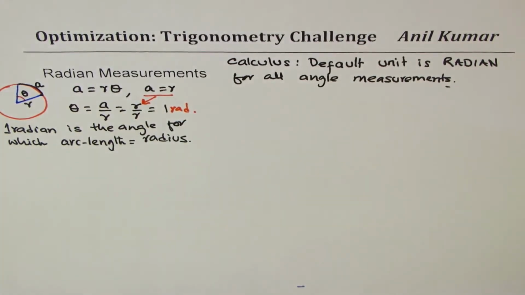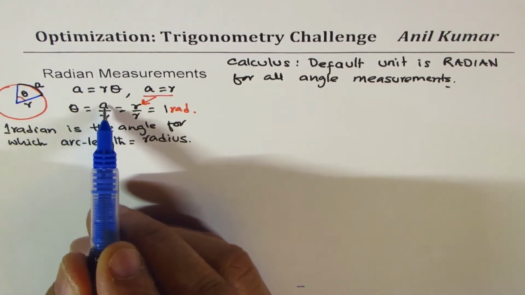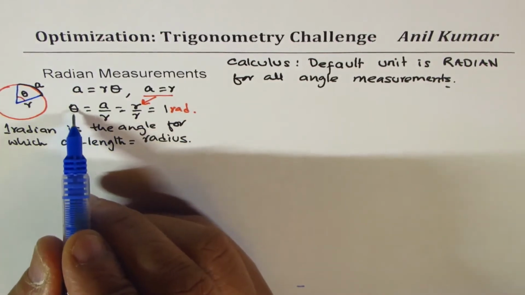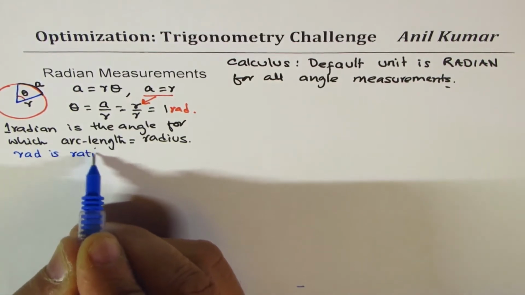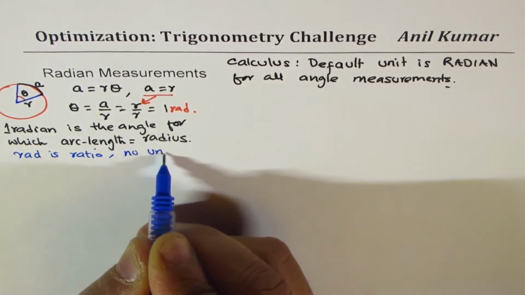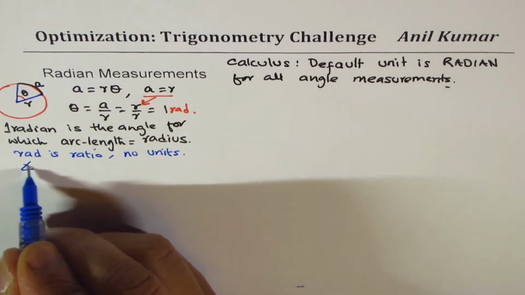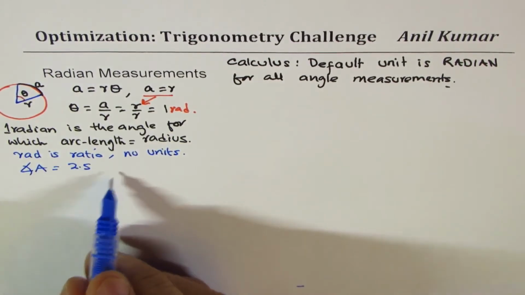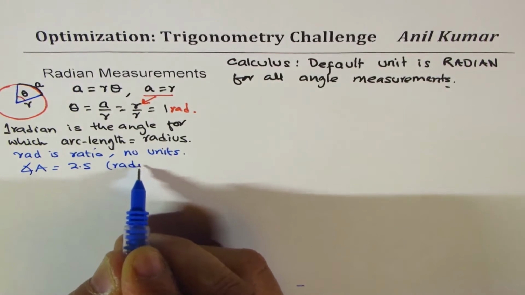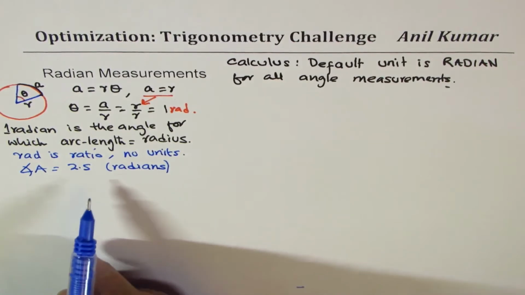Now you can also appreciate here that theta is a ratio, right? In radians, it is A over R, same units, so there are no units. So radian is a ratio, basically no units. We write radian for convenience. So if I just write a number, let us say the angle is 2.5, without unit, it is assumed to be radians. Now this is a huge concept to understand. Do you understand that? Okay.